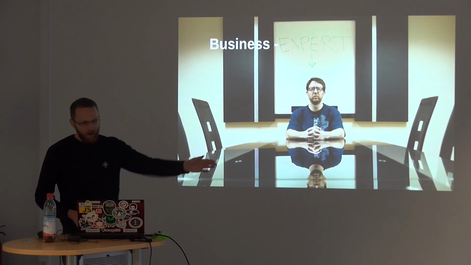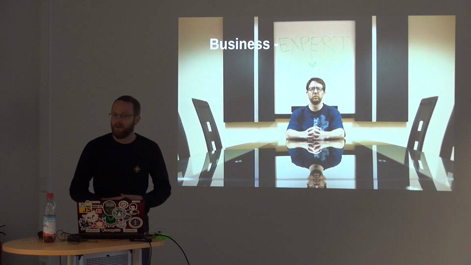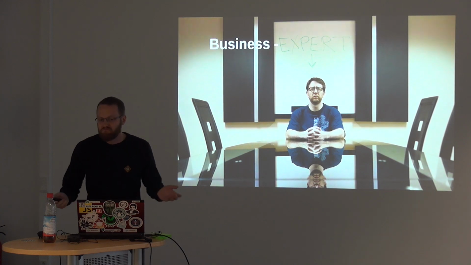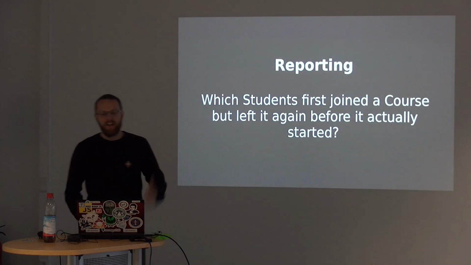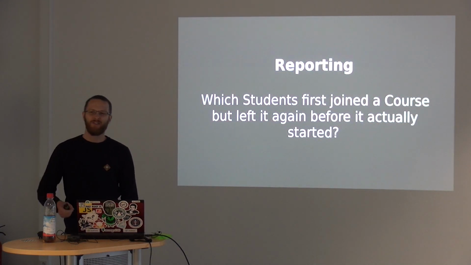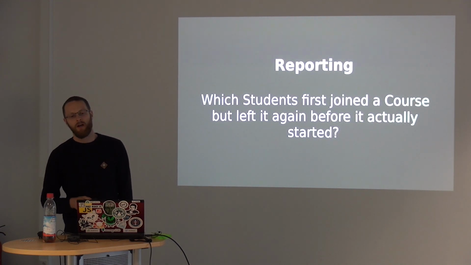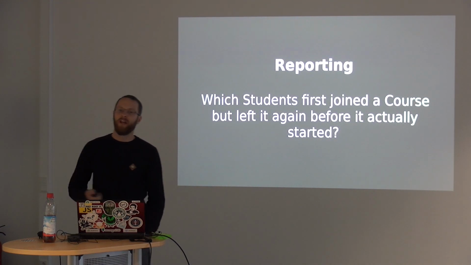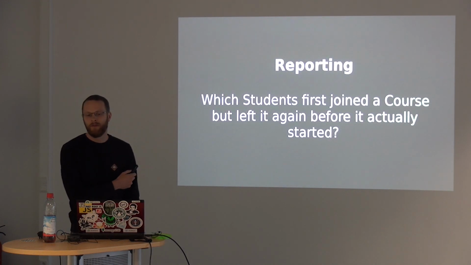He comes and says, now let's do some reporting so we can understand our users better. That's a really common thing. And in this case, our business expert wants to know how many students first joined a course, but left it again before it actually started. So how do we implement this with the code we've written before?